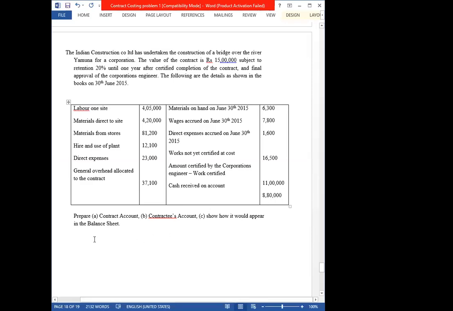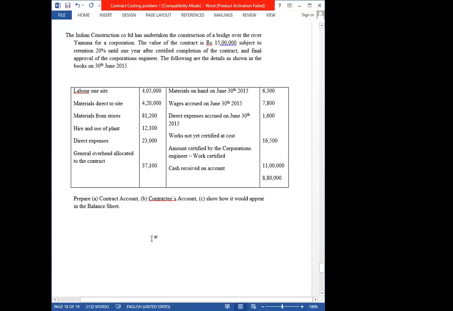Okay, shall we go to the problem? Yes. Okay, so the heading is. So once again, when I am doing the problem, I'll explain all the items when I'm entering. Okay.